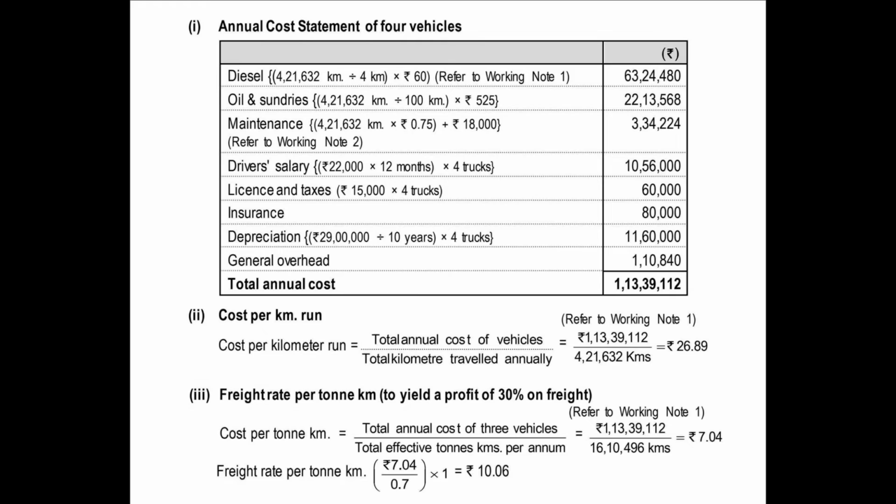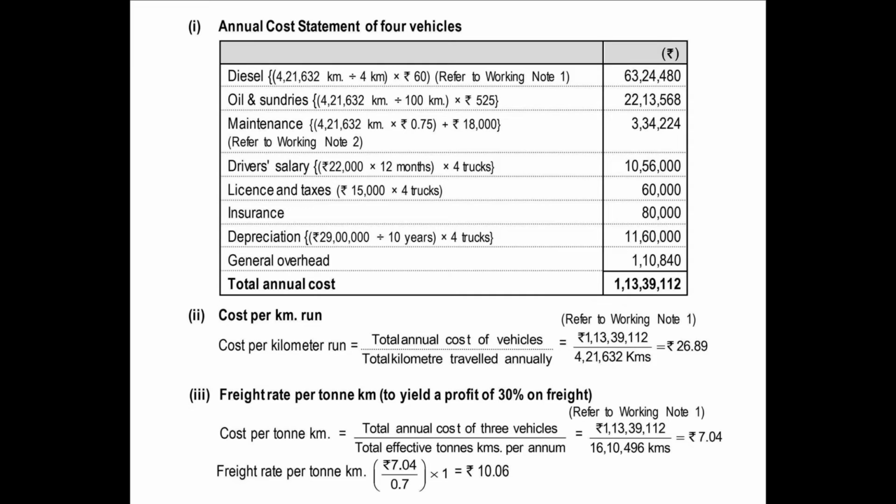Then the next element is called license and taxes. License and taxes 15,000 per annum per truck. So per annum is given, so straight away we can multiply with the number of trucks. 15,000 per annum, multiply with 4 trucks. Go to the outer column, update 60,000 rupees. Then the next expense is insurance. Insurance for all the 4 trucks totally 80,000 only. Go to the outer column, update 80,000 rupees.